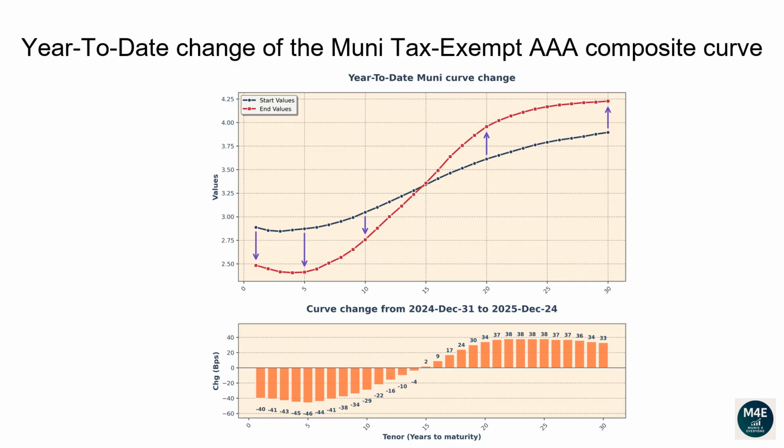The 1-year tenor changed -41 basis points. The 2-year tenor changed -41 basis points. The 5-year tenor changed -47 basis points. The 10-year tenor changed -29 basis points. The 20-year tenor changed 35 basis points. The 30-year tenor changed 33 basis points.